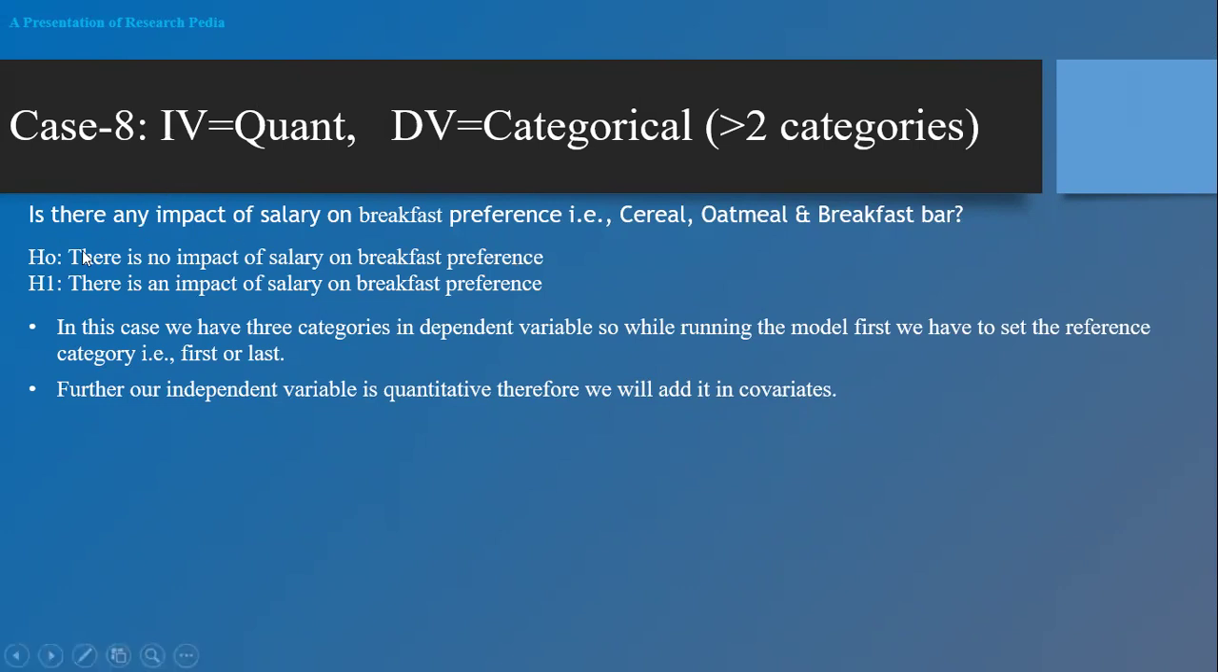The null hypothesis is that there is no impact of salary on breakfast preference, and the alternative hypothesis is that there is an impact of salary on breakfast preference. In this case, we have three categories in the dependent variable. So while running the model, first we have to set the reference category, first or last, and since our independent variable is quantitative, we will add it in the covariate box.